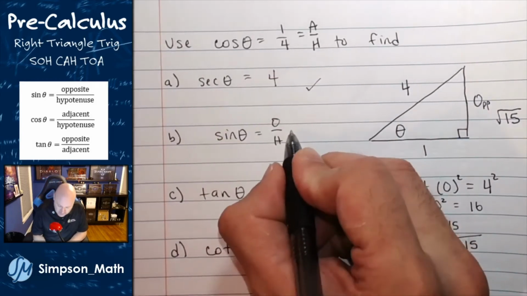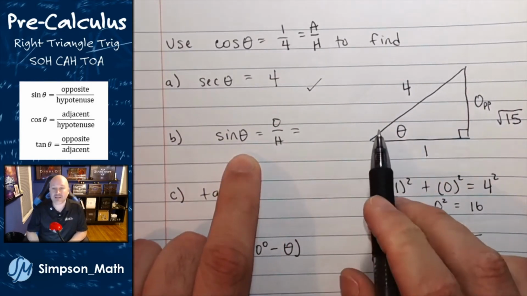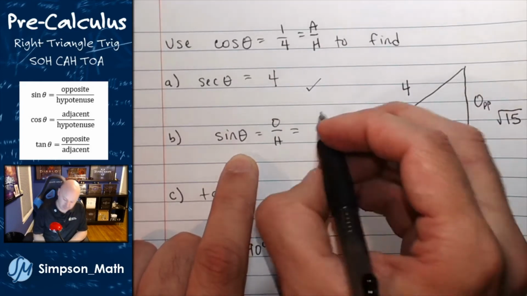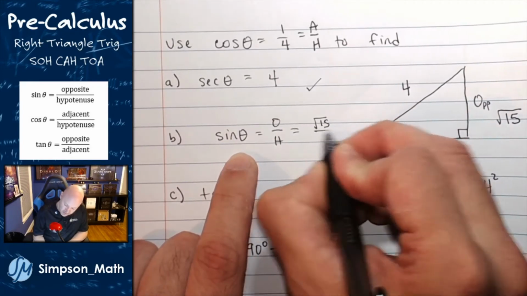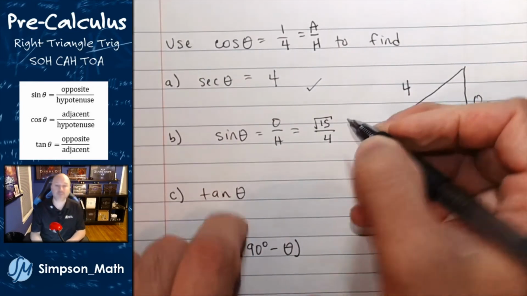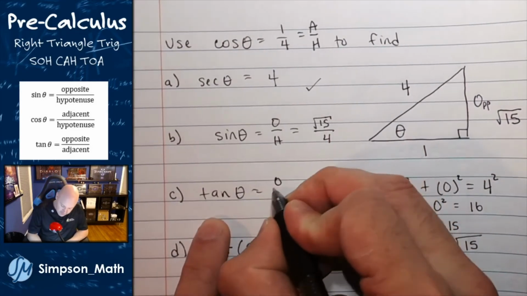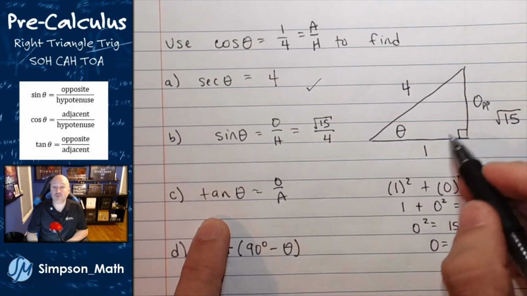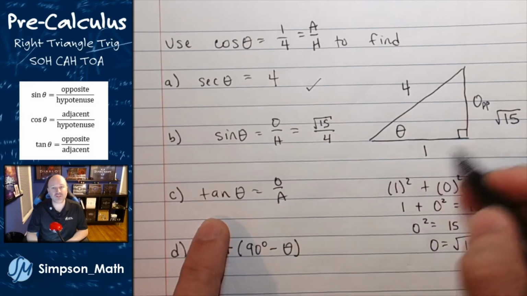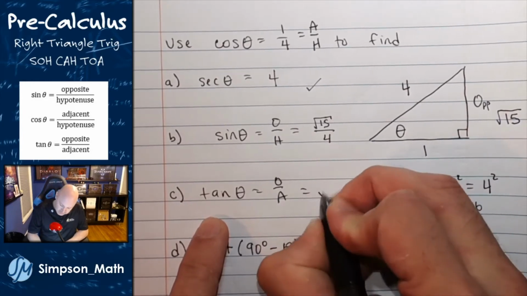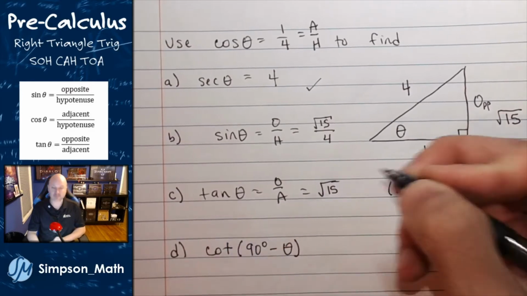And now I'm able to answer the sine. Sine is opposite over hypotenuse: the root of 15 over 4. Tangent, opposite over adjacent, root 15 over 1, but anything divided by 1 is just itself. So I'm just going to say root 15.